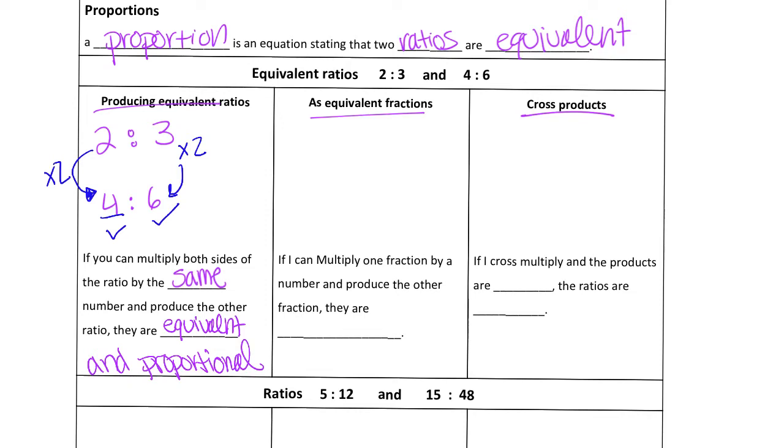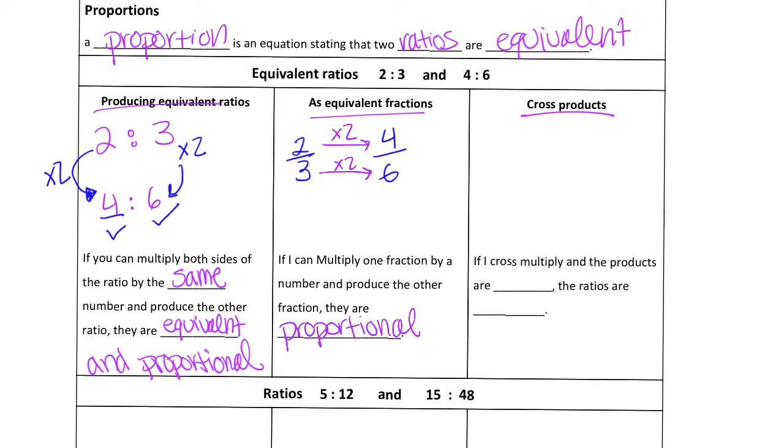I can also do them as fractions. So if I can multiply this fraction by the same amount and get the other one, from numerator to numerator, how about we do them side to side? It's a little easier to see if they're side to side. So from 2 to 4, I'm multiplying by 2, and from 3 to 6, I'm also multiplying by 2. So that means they are proportional. If I multiply by the same number or divide and get the other one, they're proportional.